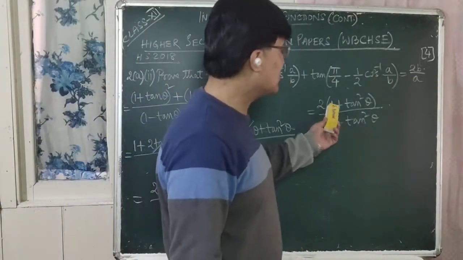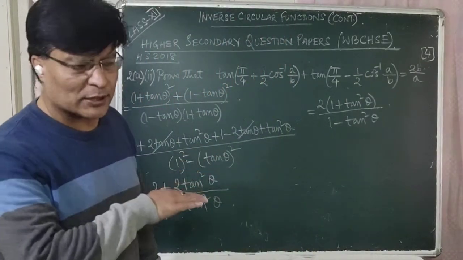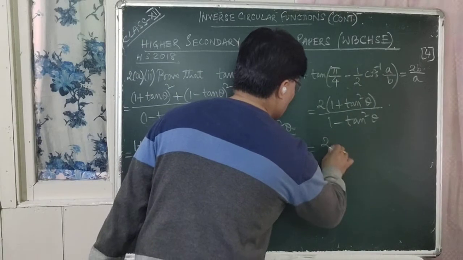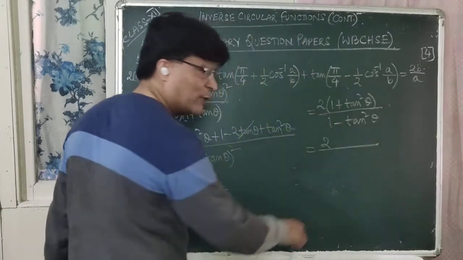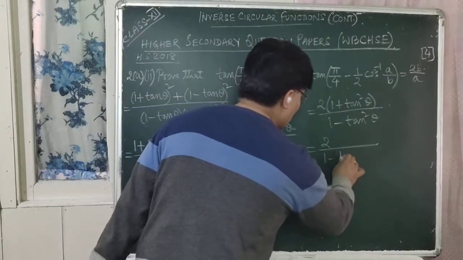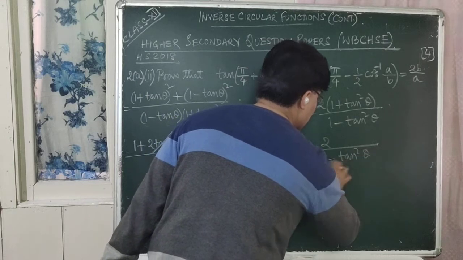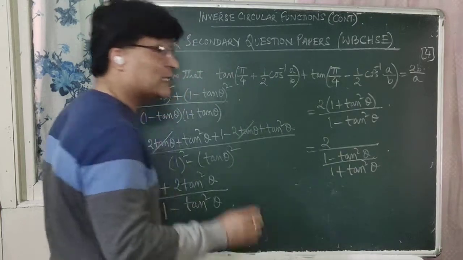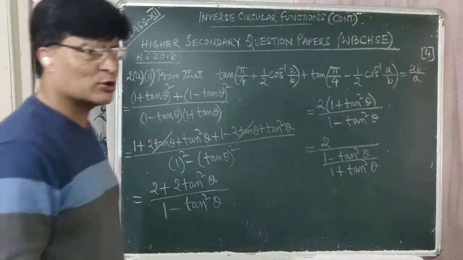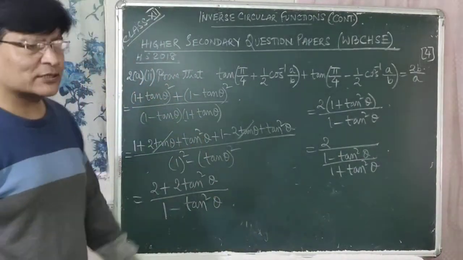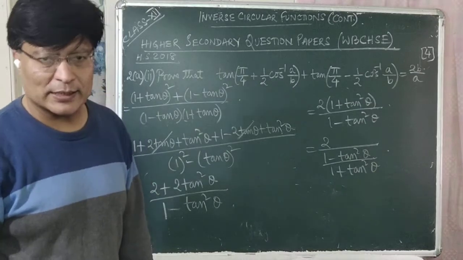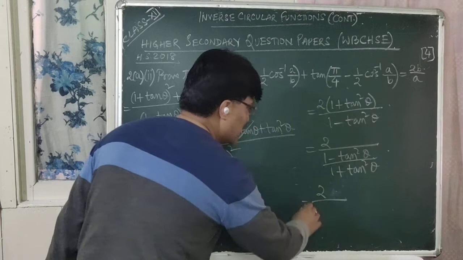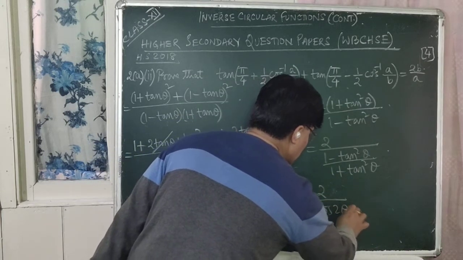So you can take this 1 plus tan square theta to the denominator. So it goes below 2 divided by, it goes below 1 minus tan square theta, isn't it? 1 minus tan square theta divided by 1 plus tan square theta. As you know, the formula for cos 2 theta is equal to 1 minus tan square theta upon 1 plus tan square theta. Is that clear? So which is equal to 2 by, what is the formula in this case? It is cos 2 theta.